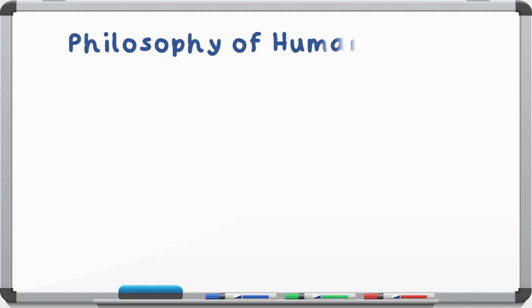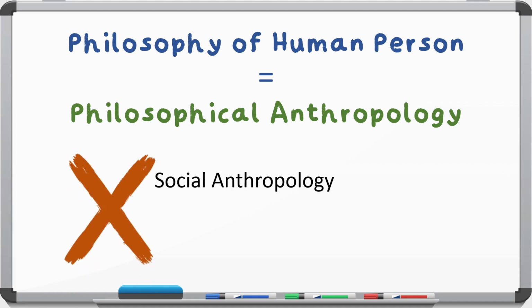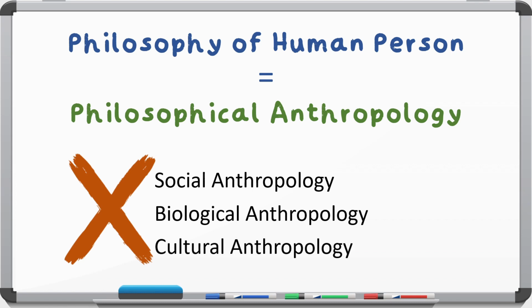Philosophy of human person is also known as philosophical anthropology. So what is philosophical anthropology? We will define that later. But first we must know that it's not the same as social anthropology, which is often loosely called anthropology, or biological anthropology or cultural anthropology. So we will know the difference between each of the terms.